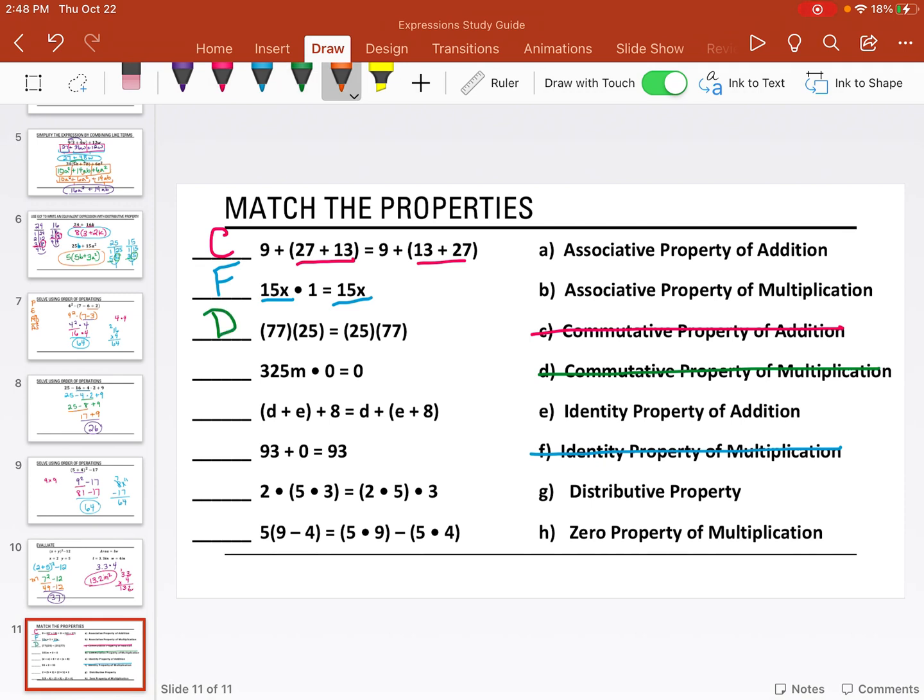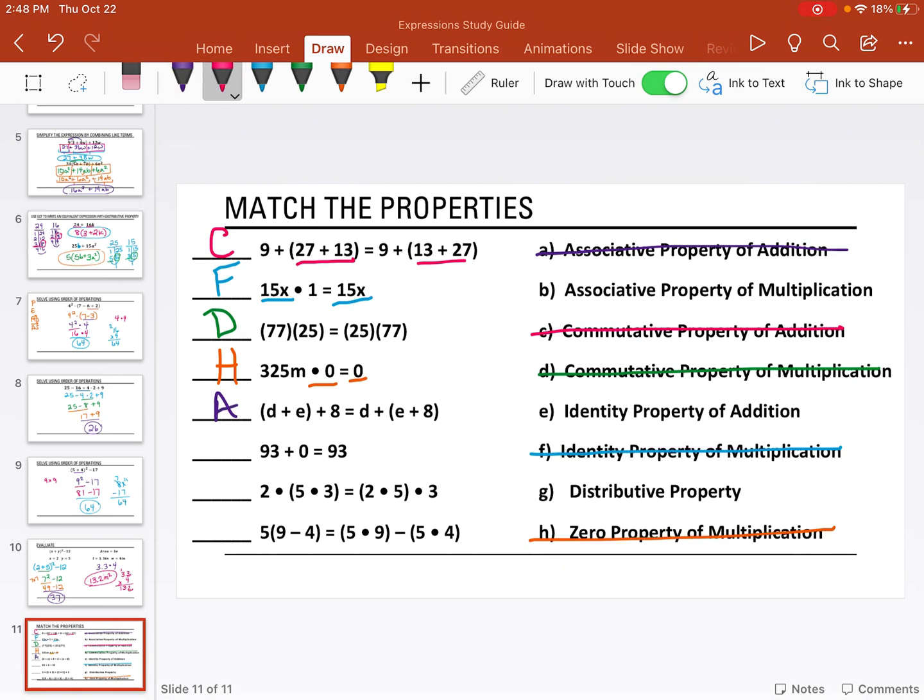325m times 0 equals 0. Anytime we multiply by 0, we get 0. So this is your 0 property of multiplication, H. Next, D plus E are in parentheses, plus 8 on the outside, and then the D is on the outside and E plus 8 is on the inside. This is our love triangle. This is the order not changing, but what's inside the parentheses. The parentheses are changing. So who's being associated? This is associative property of addition, A.